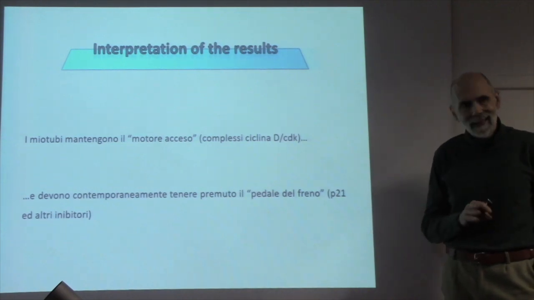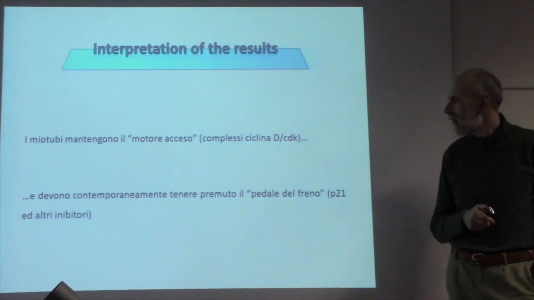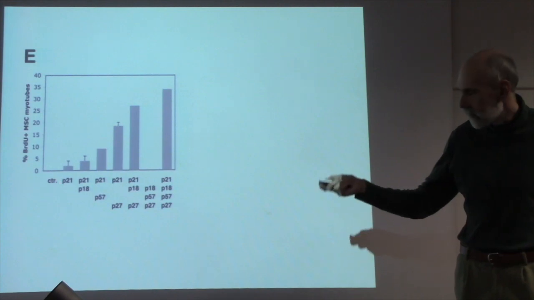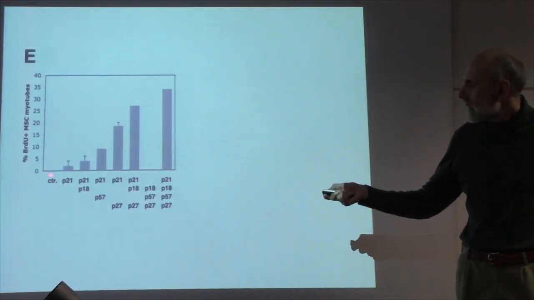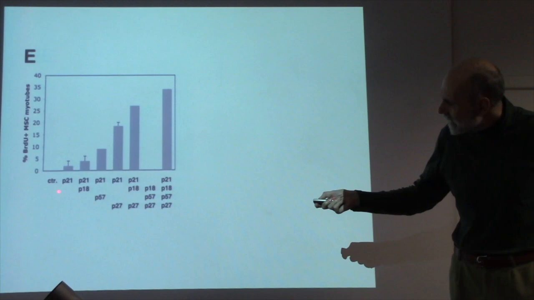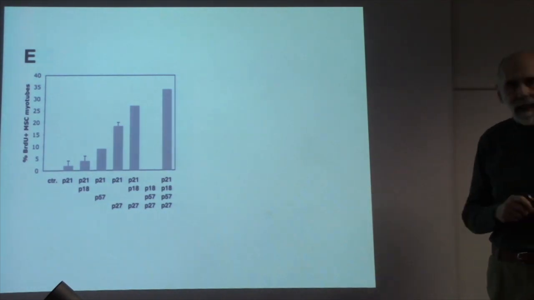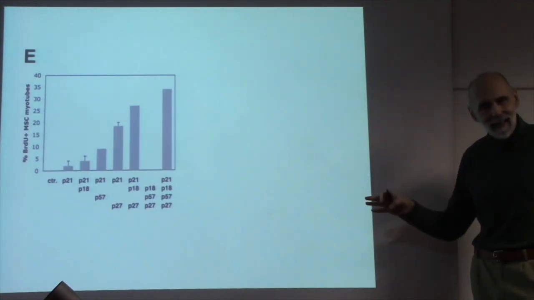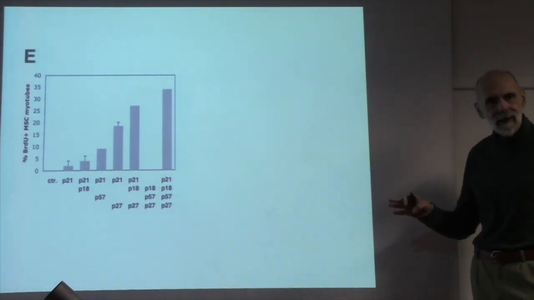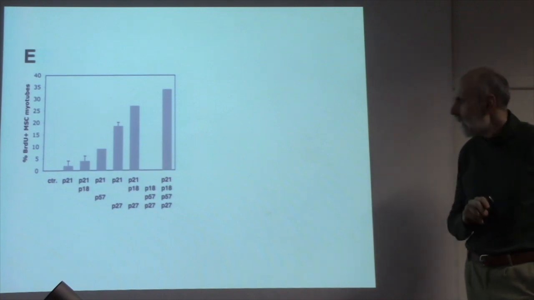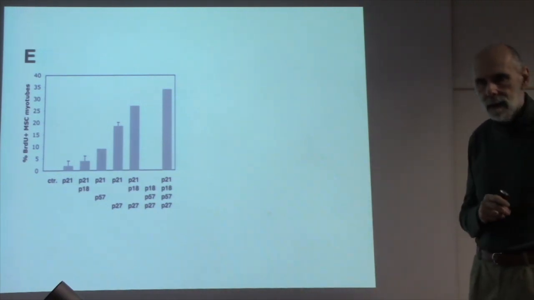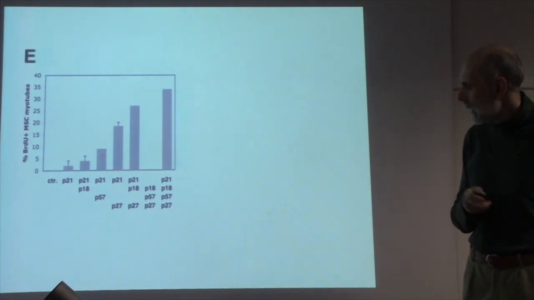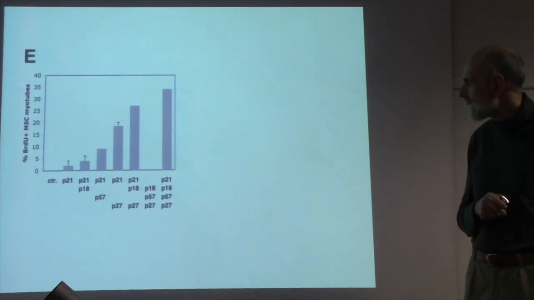And the answer is not so much. Here is the answer: control myotubes do not reactivate. Suppressing P21 only reactivates, say, 2 to 3% of the myotubes. So, in principle, the activity is there too, but the efficiency is much, much lower, more than an order of magnitude lower than in myotubes from the immortalized cell line.